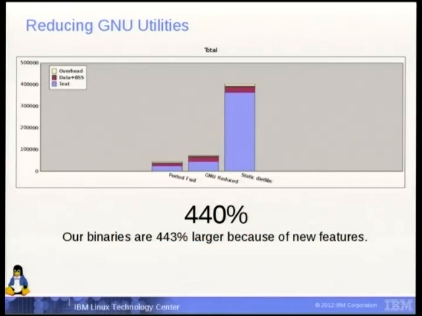But this is the big one. We have 440% bloat because of all those features that we added. And that's where it's really coming from.